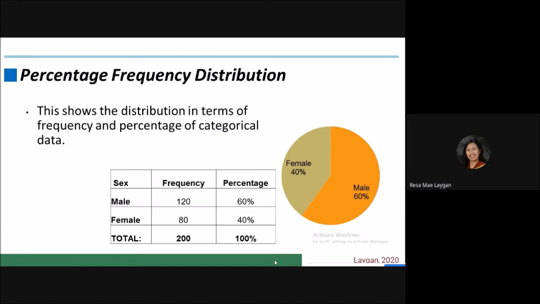So actually, the frequency or percentage frequency distribution can be commonly presented in a chart or table, as you can see in these two figures. You can choose the pie chart in order to see the portion of each categorical data, or you can use the table to summarize the frequency and the percentage distribution of each categorical data.